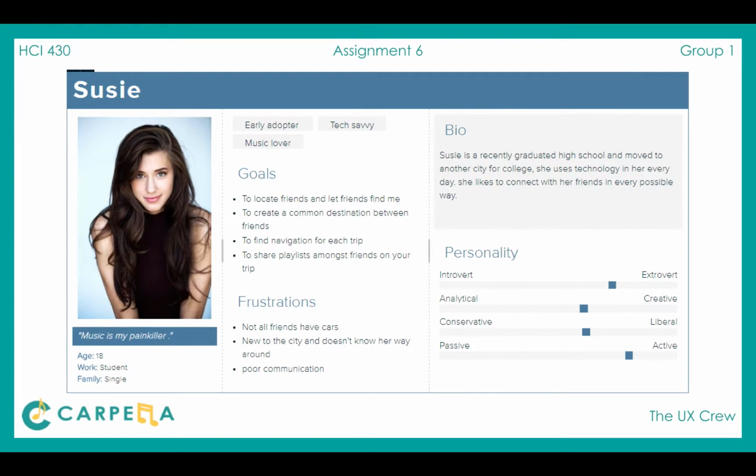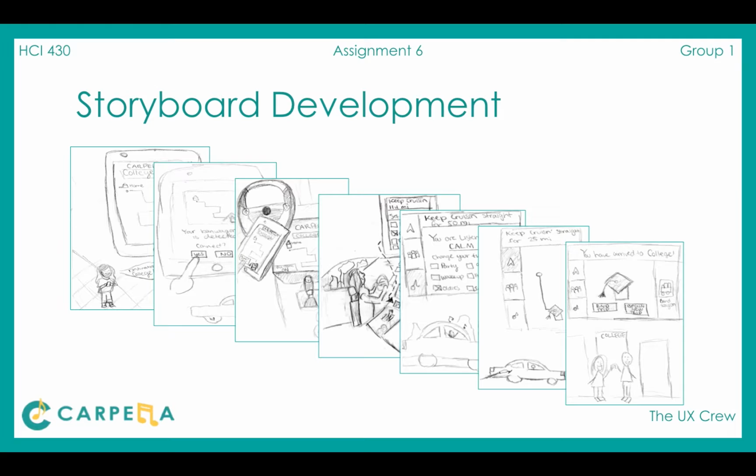There's also Susie, who represents our younger demographic. She was more about locating friends, so kind of the social media aspect of it. Create a common destination between her friends, find navigation for her trip, and be able to share the playlists. But not all her friends might have cars. She's new to the city and doesn't know her way around, and there may be some poor communication there.